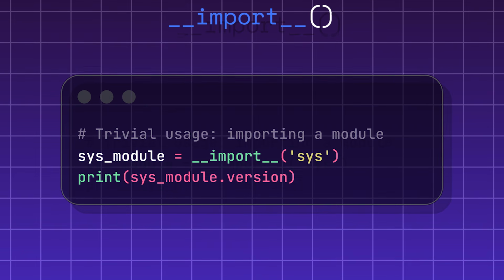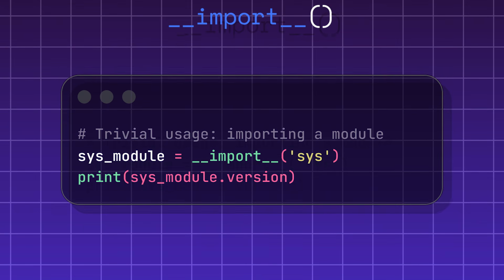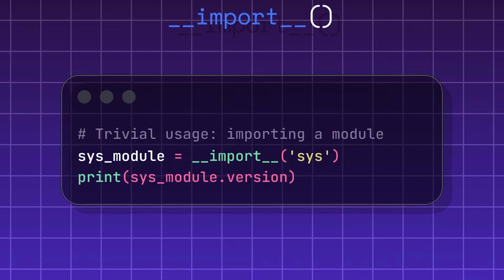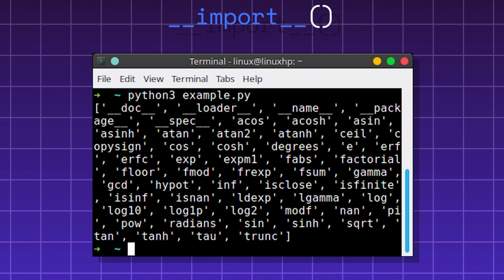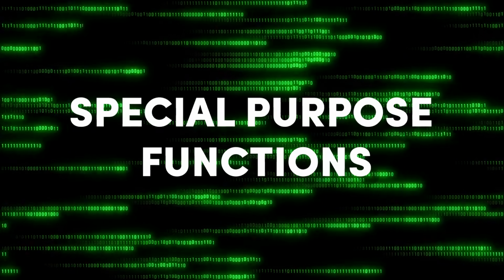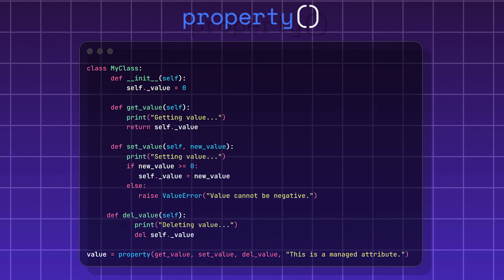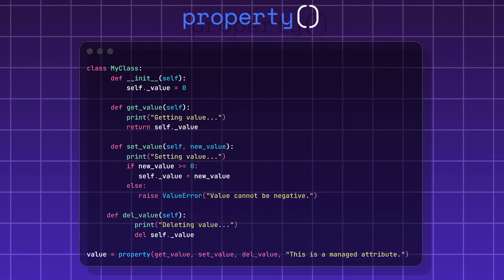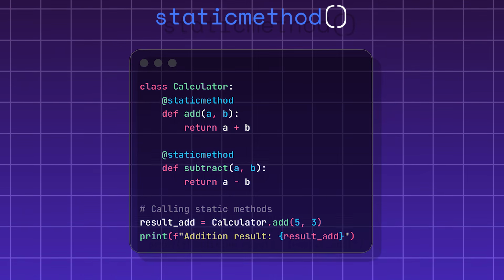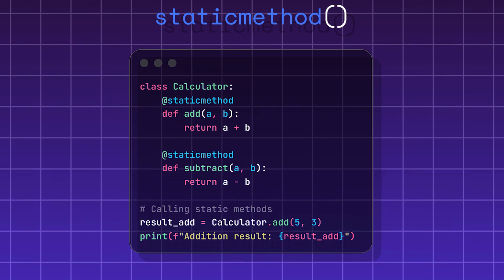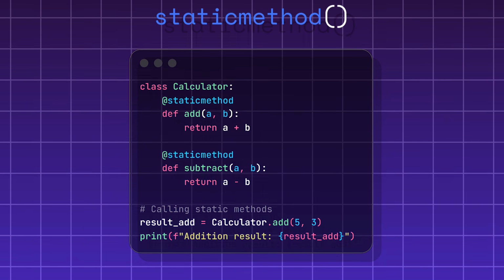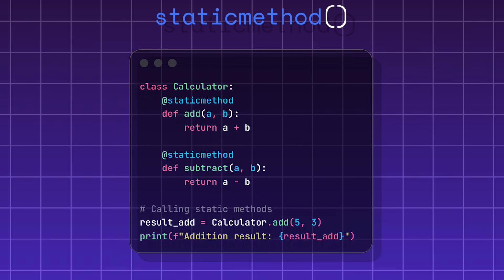Import is a dunder method, or double underscore method, that is an advanced way of importing modules. Modules are external Python files, special purpose functions. Property allows for the creation of managed attributes within classes. Staticmethod creates a static method, which are methods that belong to a class but don't operate on any instance of a class and can't access its data.